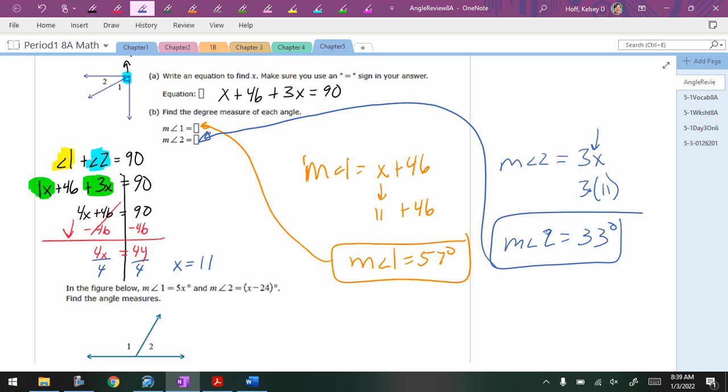So Liana recognized that it was 90 degrees in the corner. We set up our equation, solved for x. If you go back to chapter 2 and think about solving equations, but then we have to plug it back in.